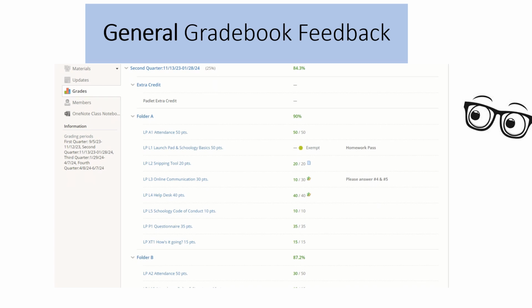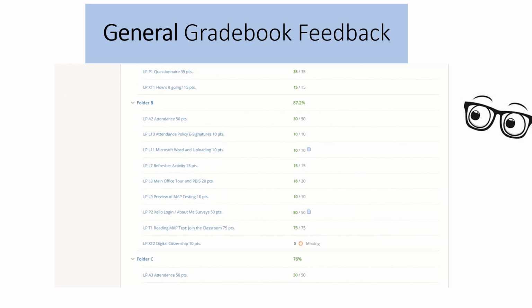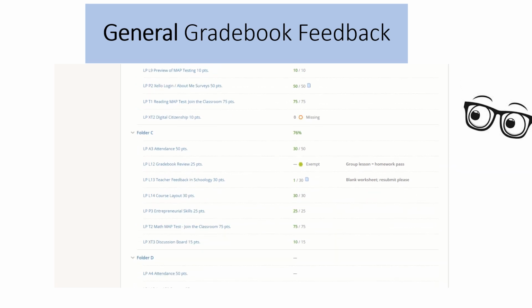And then there are some general comments. This student was exempt for a homework pass. They didn't score well on this lesson, but there's a comment here to please answer number 4 and 5. Some other general comments here. This student earned a homework pass for participation in a group lesson. And on this item, they only scored 1 out of 30 points. But here's why. It's a blank worksheet, and the teacher is suggesting that they please resubmit the assignment.